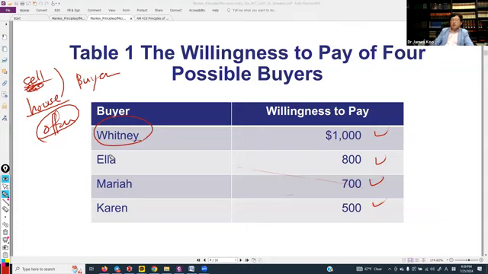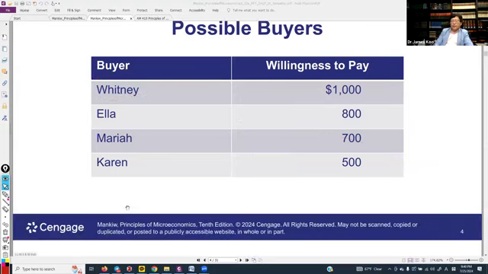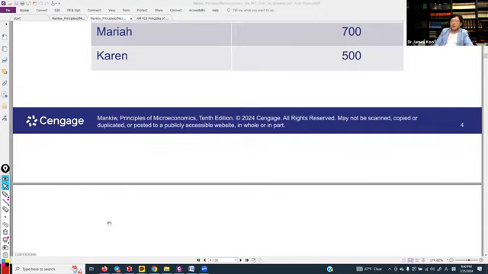Yes, Whitney will be the bidder. A bidder is something like the highest price. The seller will be happy with Whitney.